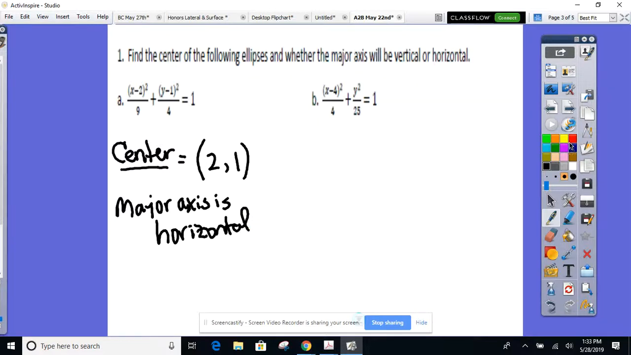All right, part B. The center. Take the opposite. Ready? Take the opposite. So the center will be 4. Nothing's there, but what do you think I'm still going to put? You're correct. A 0.